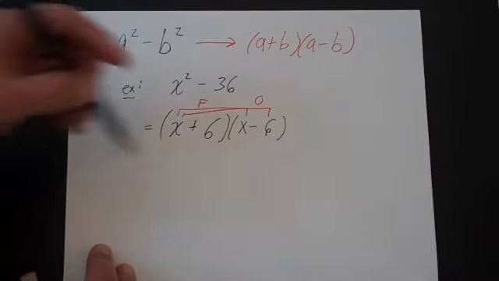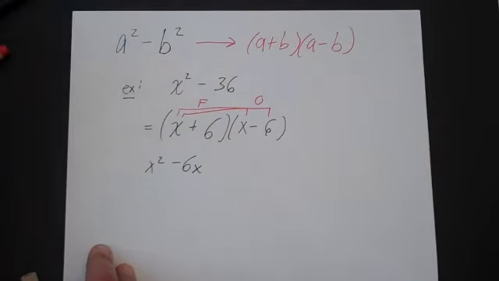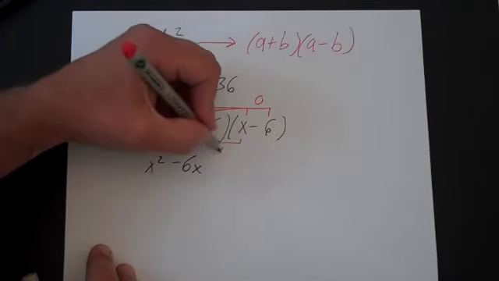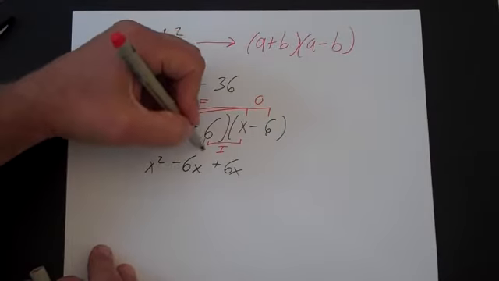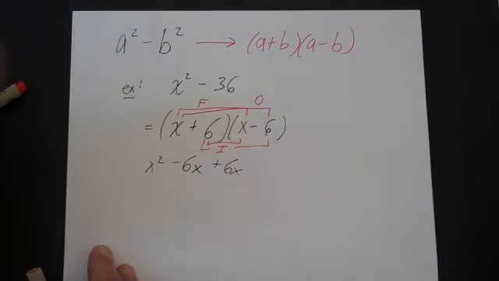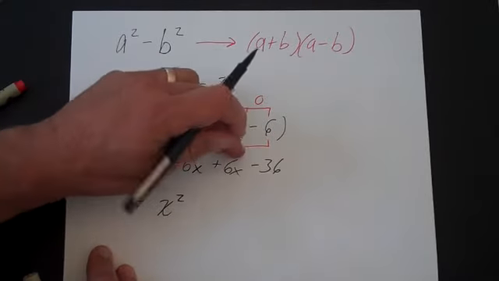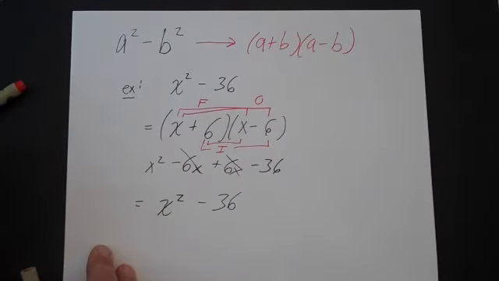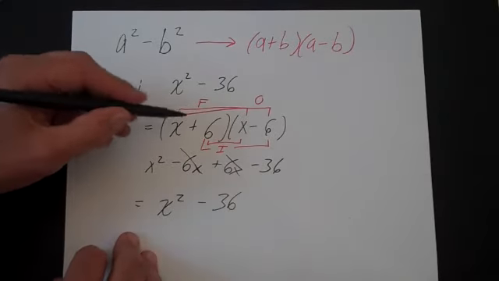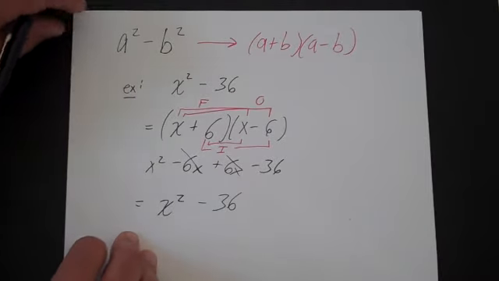F-O. Right? That's x times x is x squared, and x times minus 6 is minus 6x. And inside, 6 times x is 6x, and then last is 6 times minus 6, that's minus 36. So that's x squared minus 6x plus 6x, but the minus 6x and the plus 6x cancel, and you get x squared minus 36. And that's the reason that difference of two squares works, is because when you multiply x plus 6, x minus 6, the middle two terms cancel each other out.